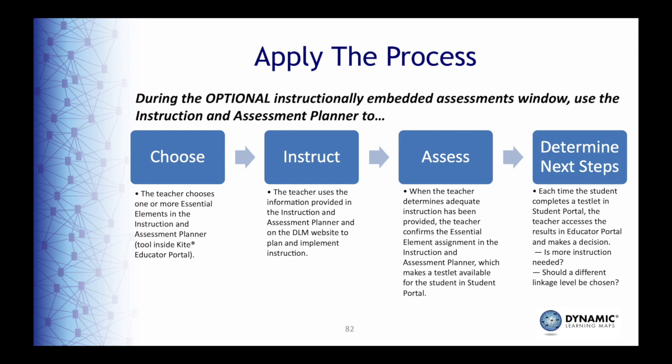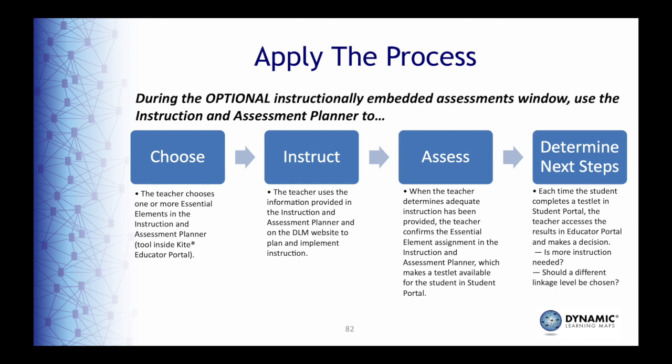During the optional instructionally embedded assessments window, apply the process discussed earlier in the presentation. Use the Instruction and Assessment Planner to select essential elements and linkage levels from the test blueprints and list of currently tested essential elements. The essential elements and their linkage levels are chosen directly in the Instruction and Assessment Planner. When an essential element and linkage level are chosen, a PDF of the mini-map for the essential element is provided in the Instruction and Assessment Planner.